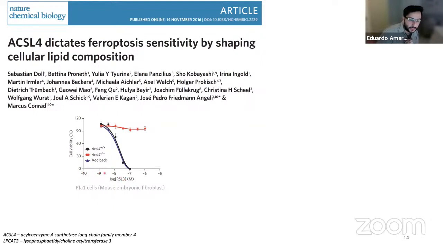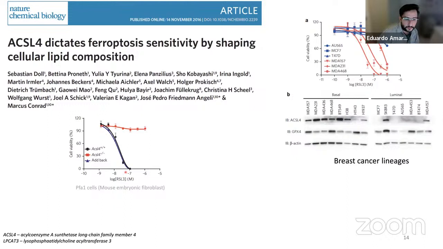As we can see here, with the change in RSL3 concentration, wild-type cells die quickly. However, when they looked at the cultures that were deficient in ACSL4, they found that these cultures were resistant to ferroptosis. And then when they added the gene back into the knockout, these cells now die due to the GPX4 inhibition, suggesting that the presence of ACSL4 is important for PUFA activation and ferroptosis induction.